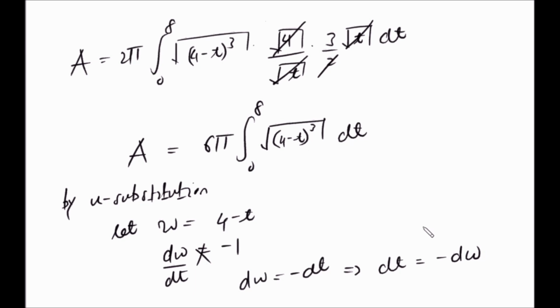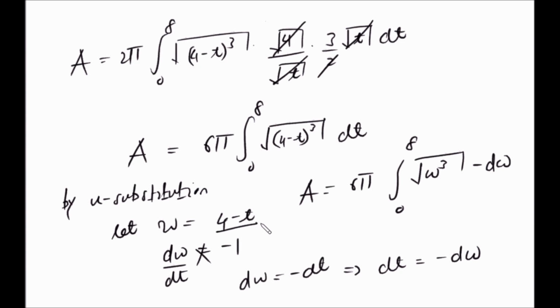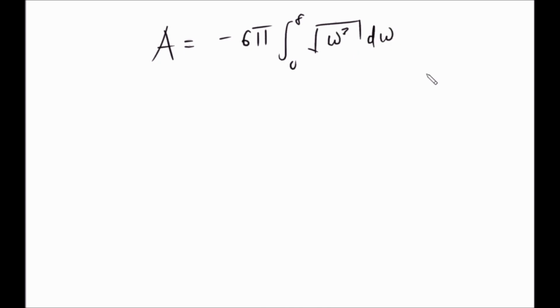So here I now put in the w, so the area will be 6 pi from 0 to 8 of the square root of this 4 minus t, which is w cubed, and this dt we said is negative dw, where w is equal to what? 4 minus t. So this negative, let me bring it outside. So the area will be negative 6 pi from 0 to 8 of w cubed dw.